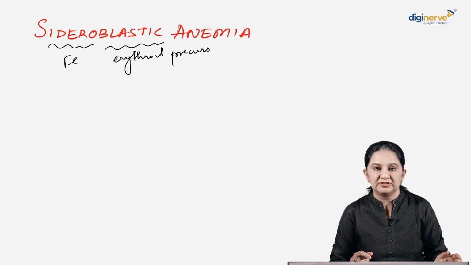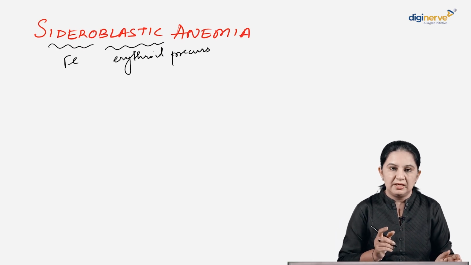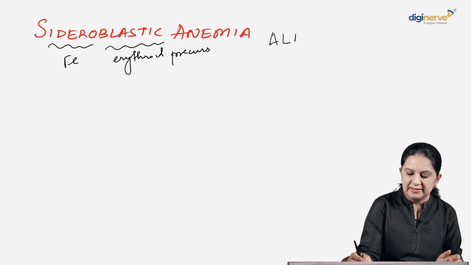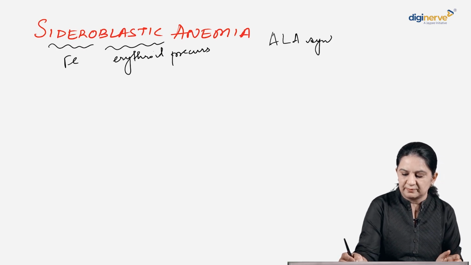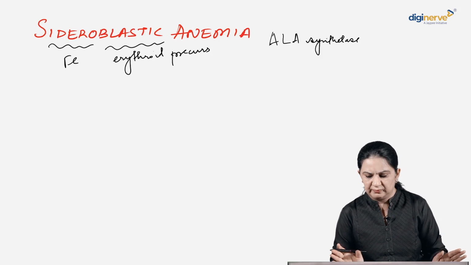Why is hemoglobin not synthesized? If you remember from your biochemistry classes, heme synthesis requires an enzyme, that is ALA synthetase. So this enzyme is deficient here. That is why heme is not synthesized. Iron is no problem. Iron will be there. There will be normal iron absorption.